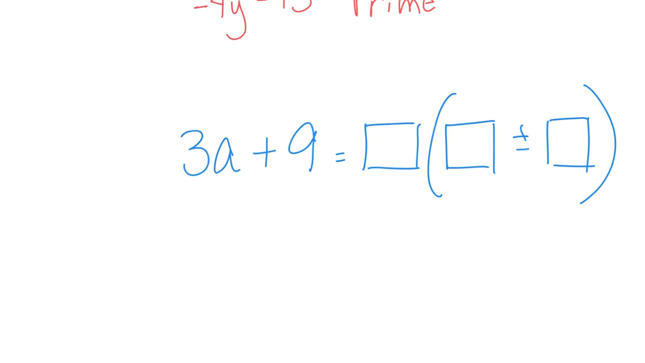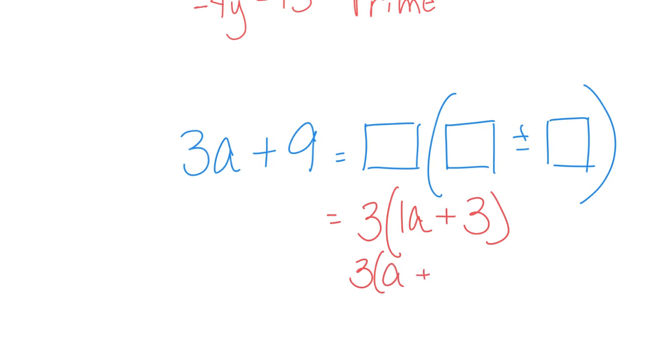Okay. Xander, what'd you get? 3 parentheses 1A plus 3. Okay. Did anybody write it any differently from there? Blake? 3 parentheses A plus 3. Okay.